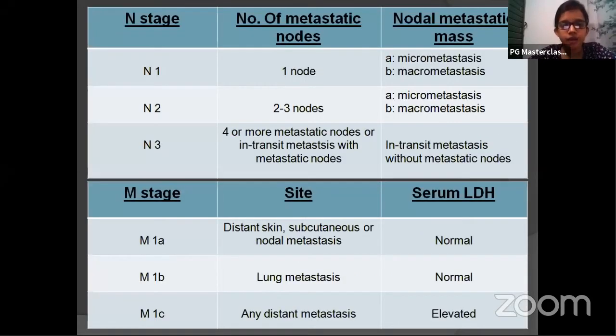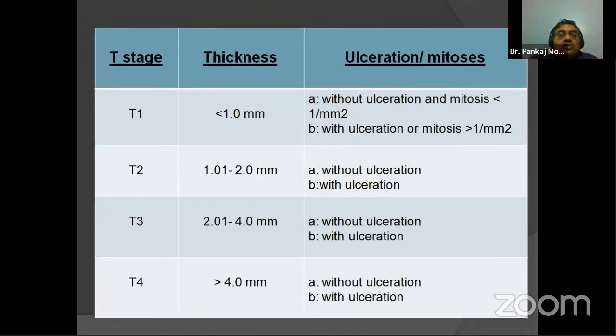Based on the N staging, N1 is only one node palpable, where micro or macro metastasis may be present. Yeah, Priya, go back, please. One slide. So this is something wrong. No, sir, it is T1B, she has written more than 1 millimeter. Sir, what she has written is right, but I've just modified T1, which is subclassified into T1A and T1B. Okay, no, because she has written T1 is less than 1 millimeter. Yeah, here she has written ulceration or a depth of more than 1 millimeter. Yeah, that is what the AJCC says.